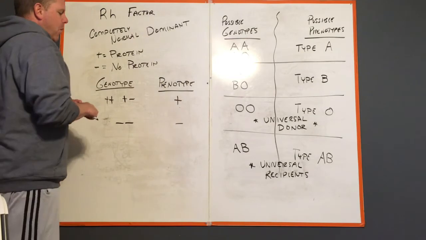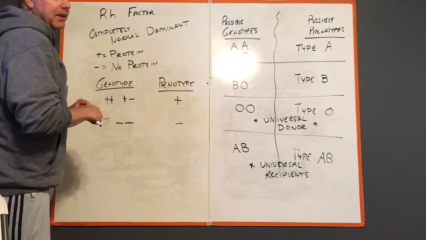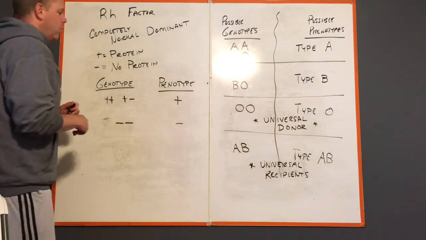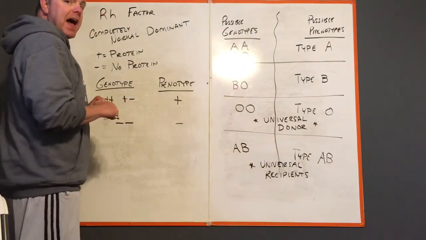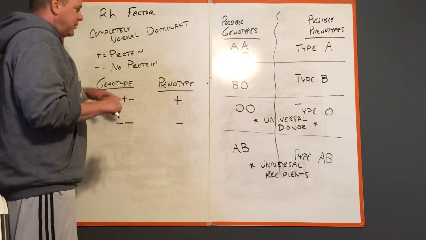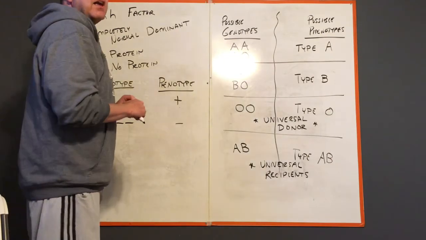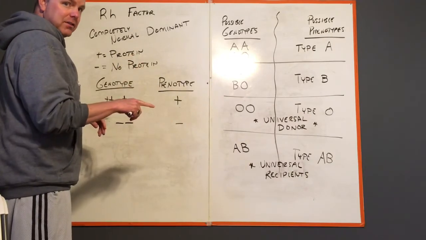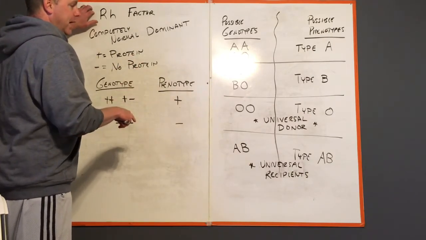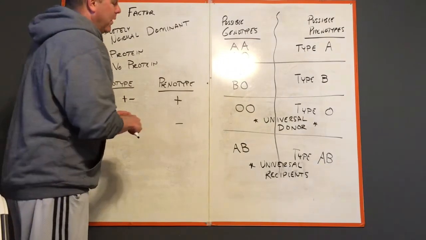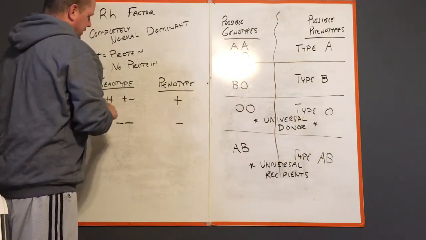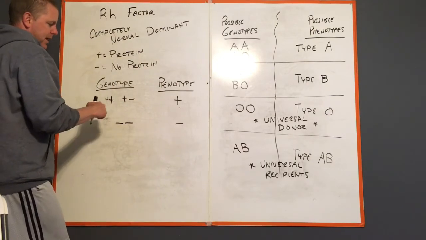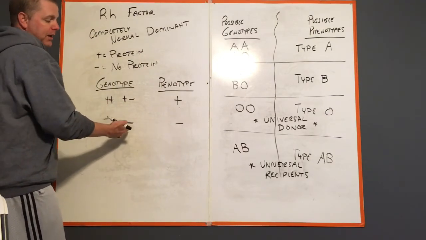So at some point, what ends up happening is you may choose to have children. And women have to be very mindful of Rh factor during pregnancy, and here's why. Sometimes their baby can have a different Rh factor than they do. So for example, let's say the woman is positive, but she's heterozygous or homozygous dominant, but her baby ends up devoid of the protein.